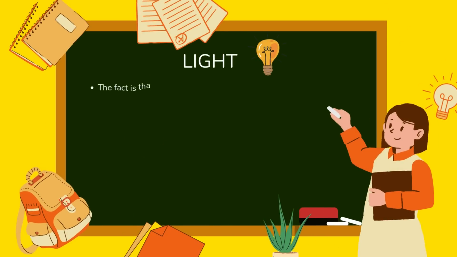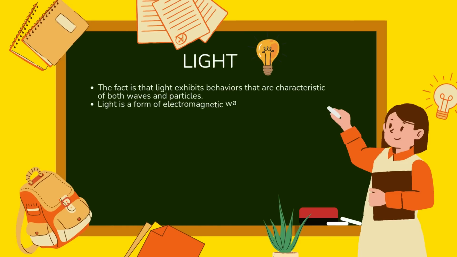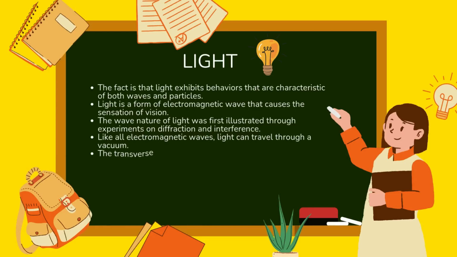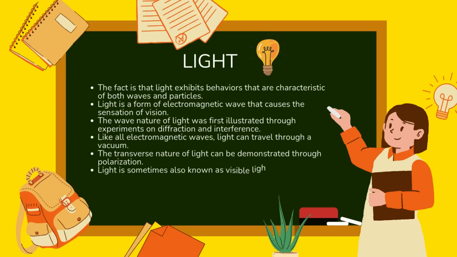Light. The fact is that light exhibits behaviors that are characteristic of both waves and particles. Light is a form of electromagnetic wave that causes the sensation of vision. The wave nature of light was first illustrated through experiments on diffraction and interference. Like all electromagnetic waves, light can travel through a vacuum. The transverse nature of light can be demonstrated through polarization.